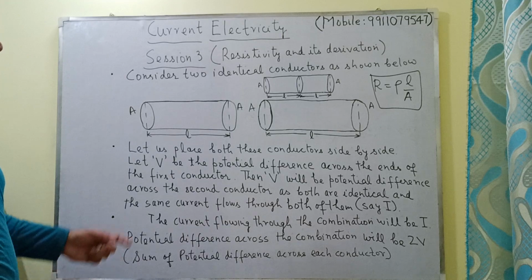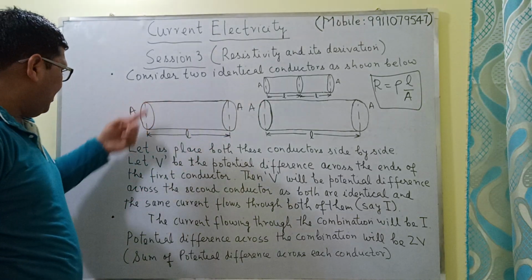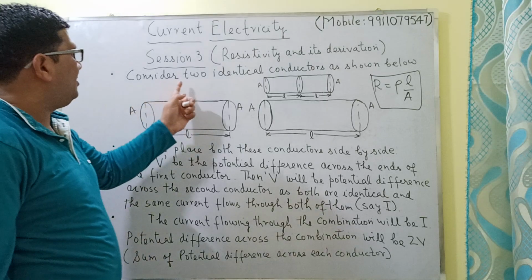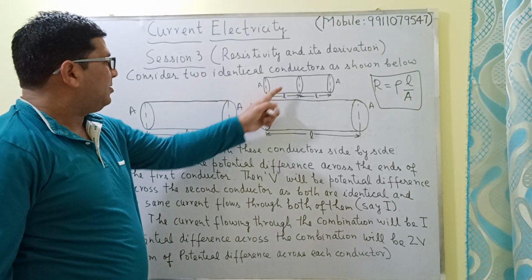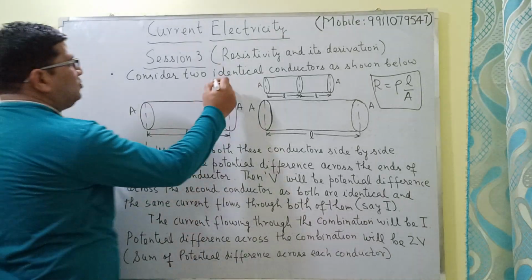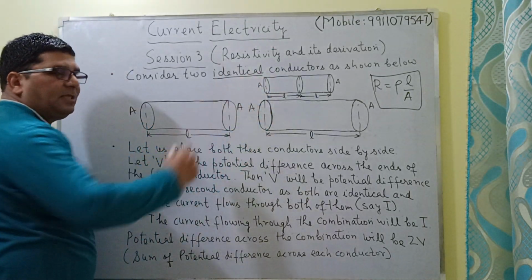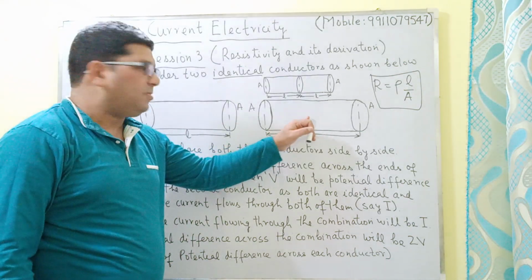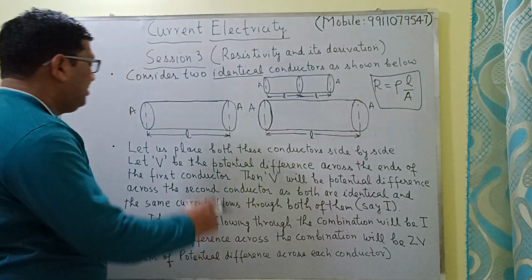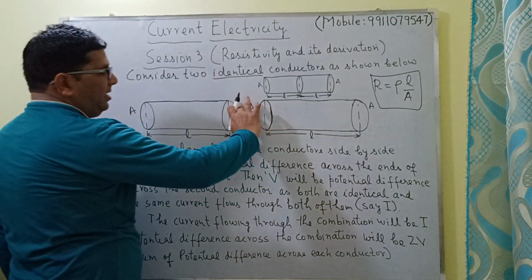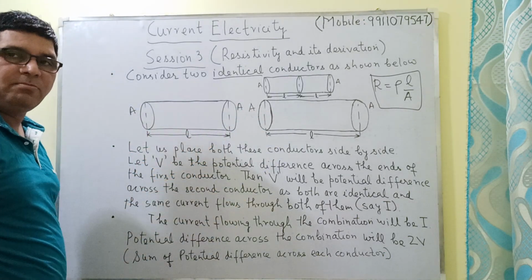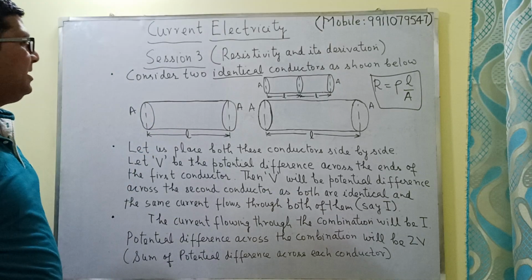For deriving this equation, I have written a few bullet points on this board. The first point is that I have taken two conductors which are identical in nature. This means their material of construction is the same, and their area of cross section and length are also the same. The length of both conductors is L, the area of cross section of both is A, and they are made of the same material. So they are identical in nature.